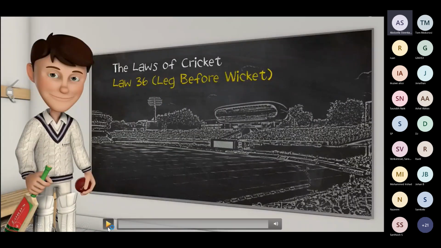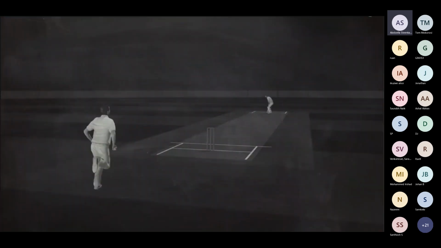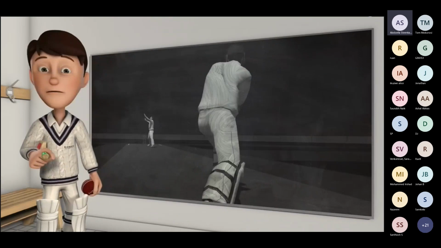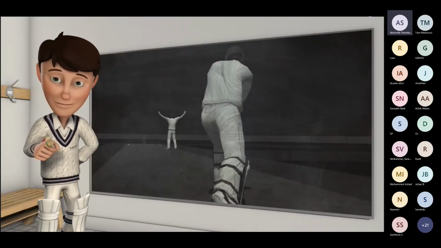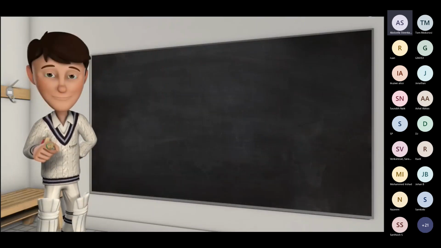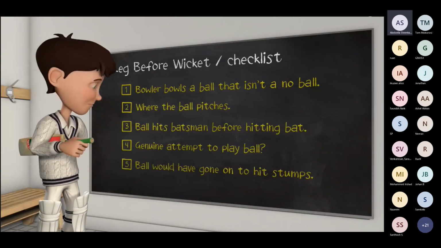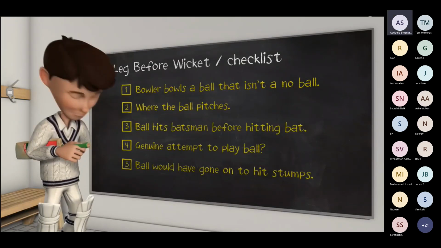Leg before wicket. Leg before wicket. LBW. LBW is a little like the offside rule in football. Many people claim to know it, but how many people really do? Our handy checklist means that whether you find yourself umpiring an international test match or the kids on the beach, your reputation for fairness will remain intact.